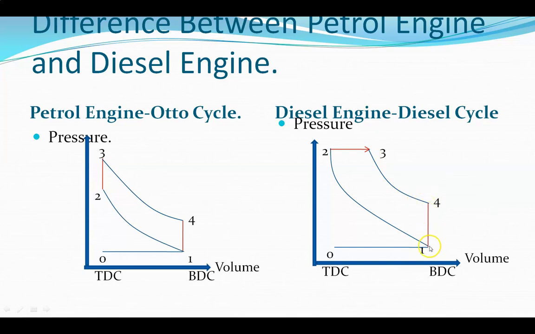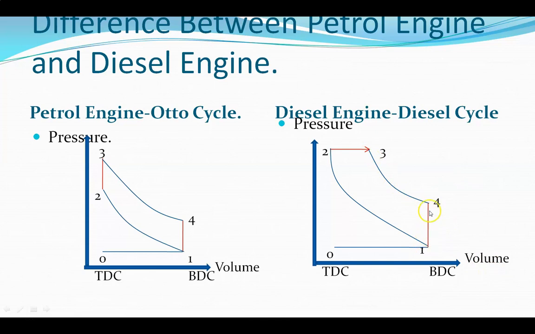Then from stage 4 to stage 1 is the same constant volume heat removal, as in the Otto Cycle. That is an isochoric process. The same isochoric process occurs here. Here is the isobaric process, and here is the isochoric process, heat addition. Here is the same isentropic process.